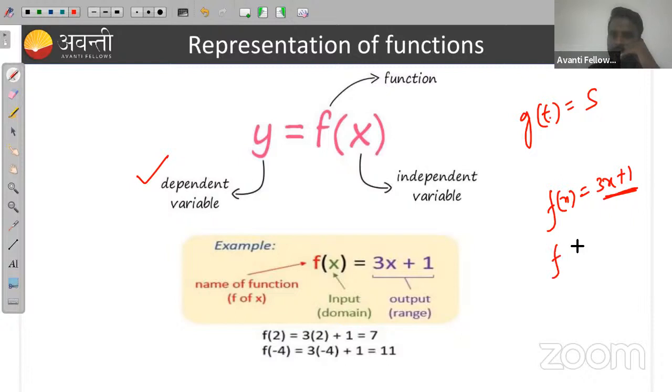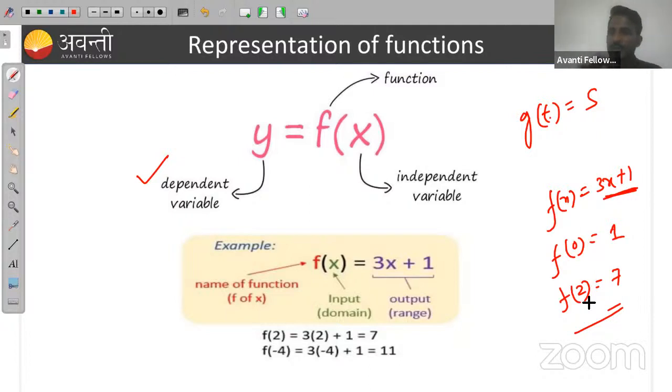Okay, if I give x is equal to 0, you will get the output as 3 into 0 plus 1, that is 1. If I give the input as 2, then I will get f of 2 as 6 plus 1, that is 7. So I hope this is very clear to you, how we can represent a function. What do you mean by independent variable? I can choose the value of x independently, that is called the independent variable.